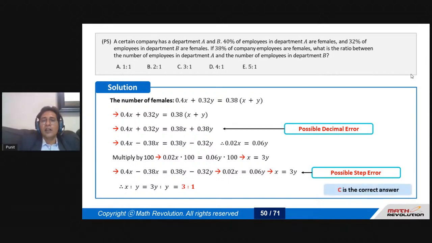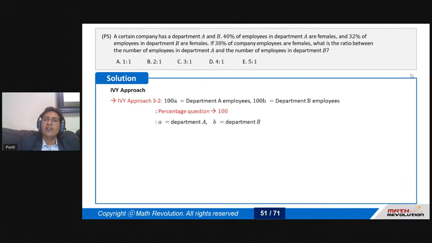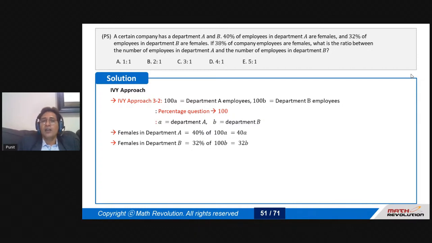But now let's solve the same question through an IV approach. We're dealing with percentages, so take the number as 100. So in department A, employees are 100A, in department B, employees are 100B, and so females in department A would be 40% of 100A, that is 40A. Females in department B is 32% of 100B, that is 32B. There is no decimal involved in this now. We are actually getting the numbers 40A, 32B, which are pure integers.